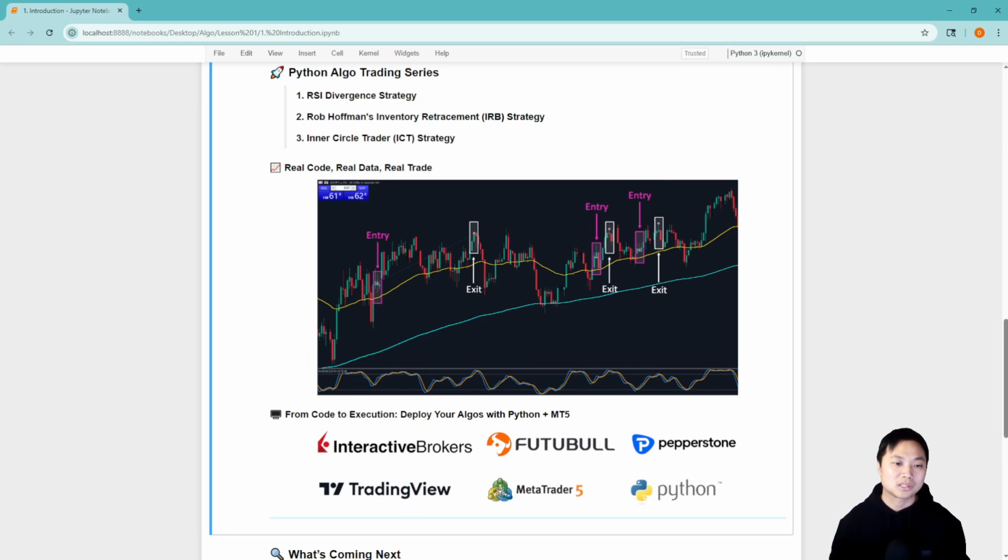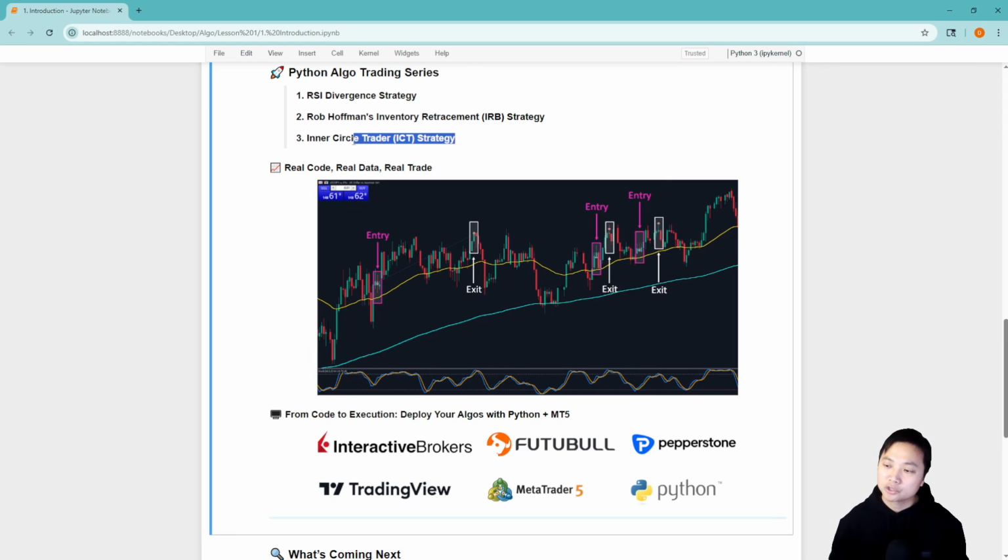In this series, you will discover how to build and test three powerful trading algos, all with Python. First of all, we've got the RSI divergence strategy. You will learn how to identify the trading signals throughout trends. Next, we will build the Hoffman's inventory retracement bar strategy. It's technically a breakout system used by pros to catch explosive moves, and I will show you how to program it and test it step by step.